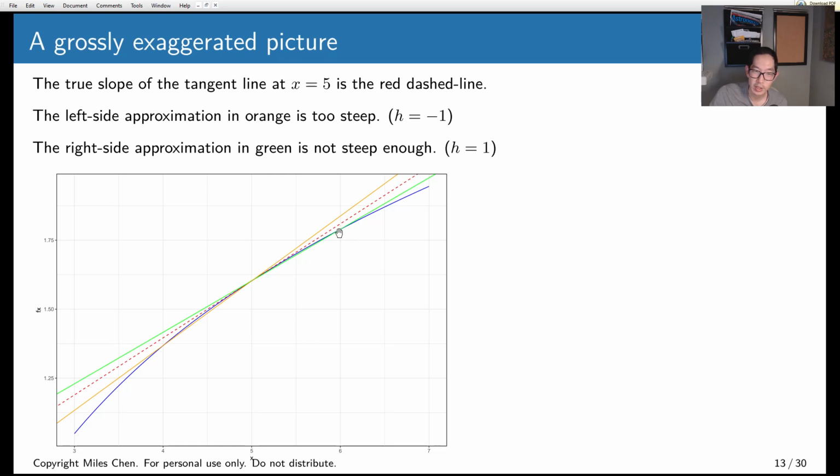If I add a positive h, in green, the line runs through the function at 5 and at 6. And so you can see because there's curvature here, the green line's slope is a little too shallow. And then the orange line, it runs through the points 4 and 5. Its slope is a little bit too steep, okay? And so you can see the dotted red line, which is the true tangent line, is somewhere in between the slopes of the orange and green lines, okay?